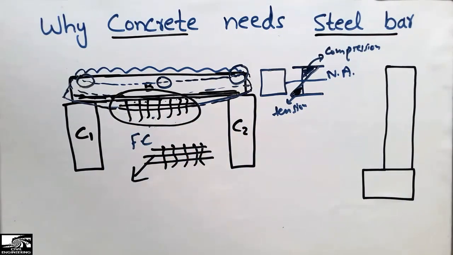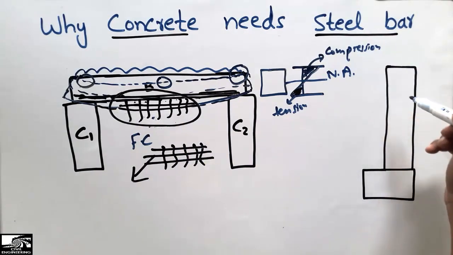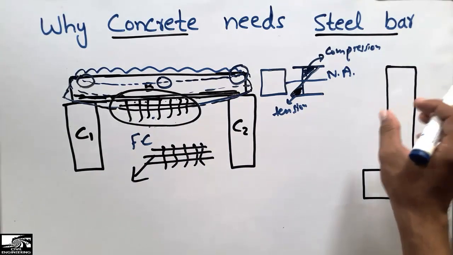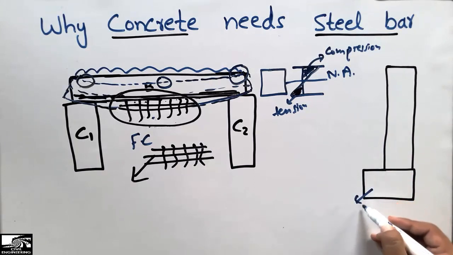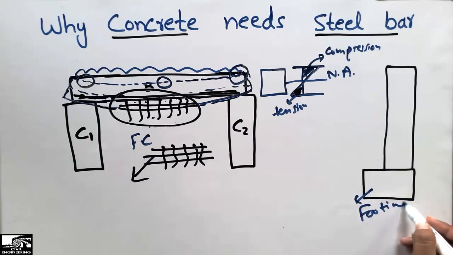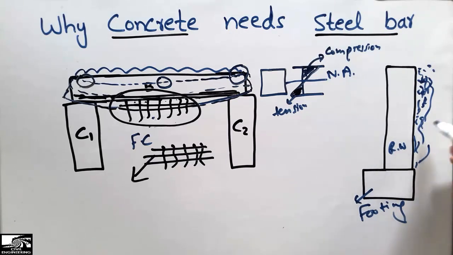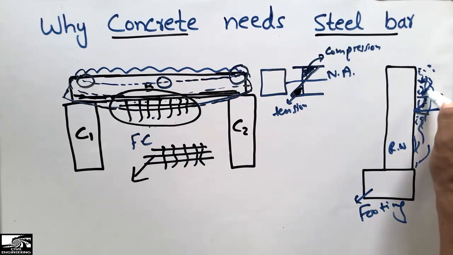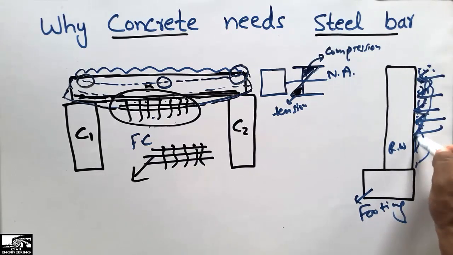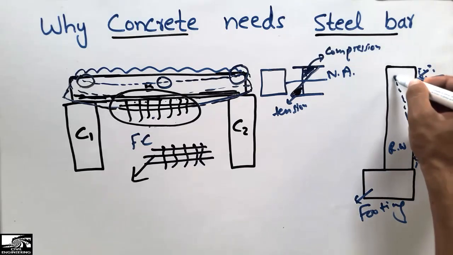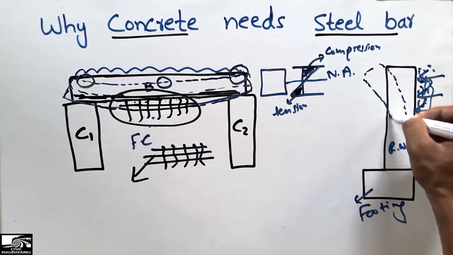Now the other example: consider this is a retaining wall with this footing, and this is the retaining wall. Retaining walls are used to resist soil pressure. The soil will exert some pressure in this direction on the retaining wall, so the retaining wall will show bending in this way.